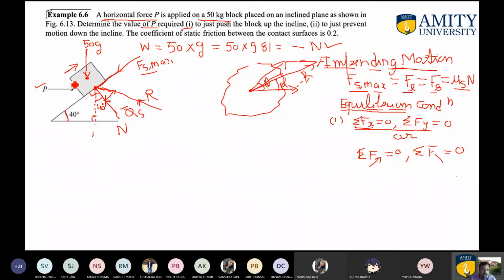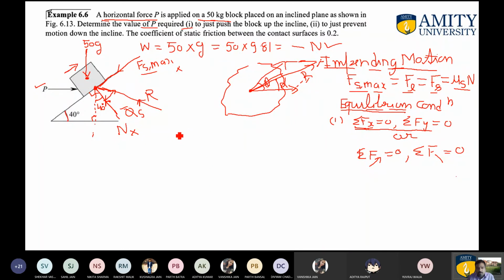Now you can easily observe that this particular block is under the influence of three forces. One force is 50, another force is P, another force is R. Now you are not required to consider this one, and you are not required to consider this one. So this system is reduced to a three force system. Now under three forces, if the body is in equilibrium, you can represent these three forces by the sides of a triangle. So the triangle you can easily draw with the help of these three forces.